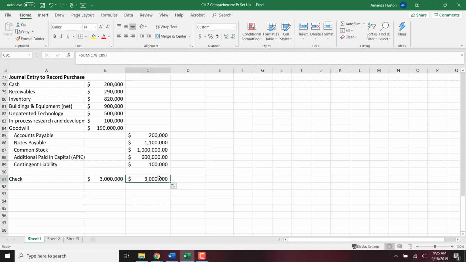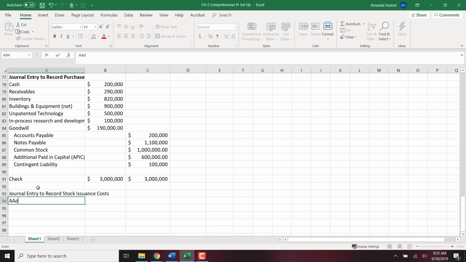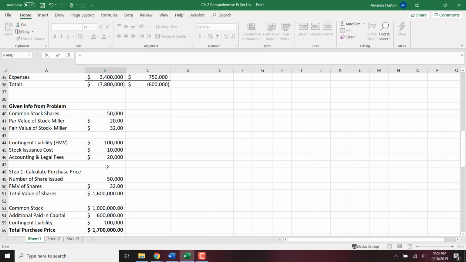So it is correct. So that's our first journal entry to record the purchase. Then we need a journal entry for stock issuance cost. Stock issuance cost reduces additional paid in capital. So we took this information from here.